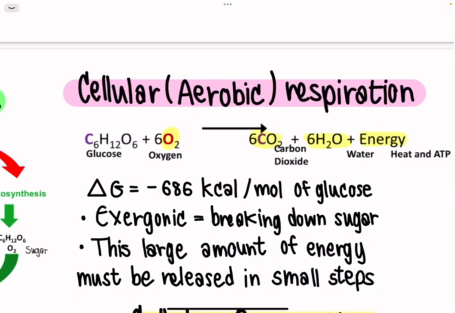Delta G is minus 686 kilocalories per mole of glucose. Breaking down sugar is exergonic. This large amount of energy must be released in small steps rather than all at once.